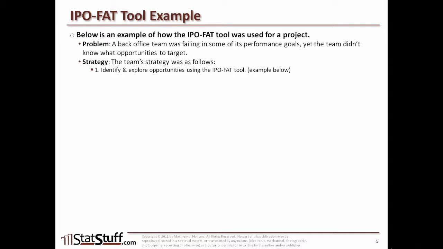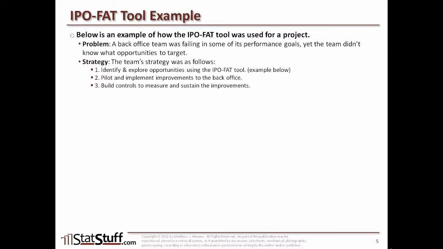First, identify and explore the opportunities that are out there using the IPO FAT tool, which we'll get into in just a minute. The next step would be to pilot and implement the improvements to that back office area based off of what you found. And then finally, you'd want to build some controls to measure and sustain those improvements.